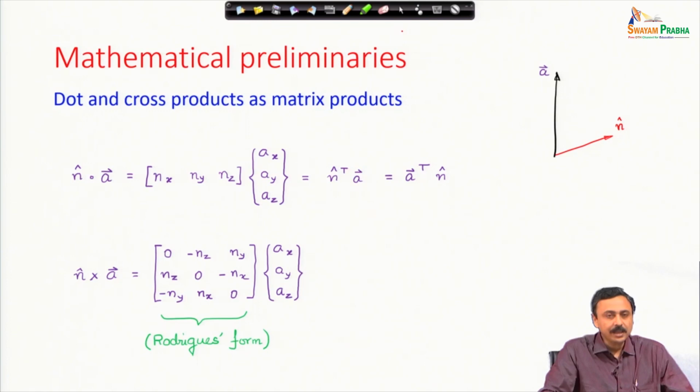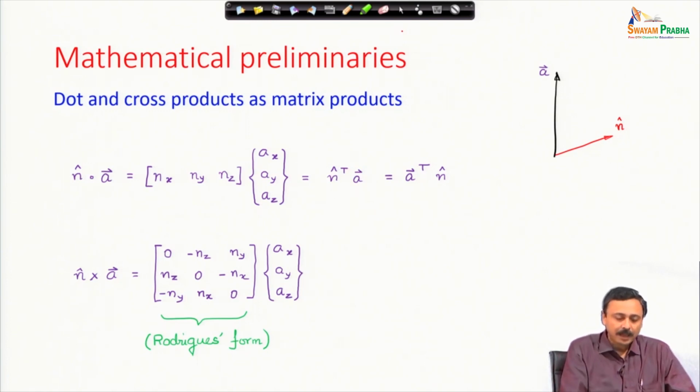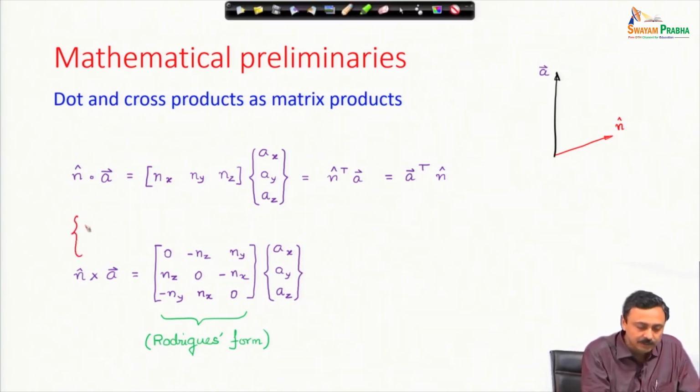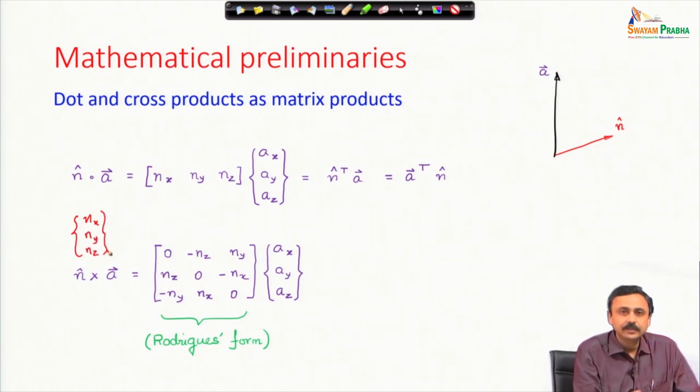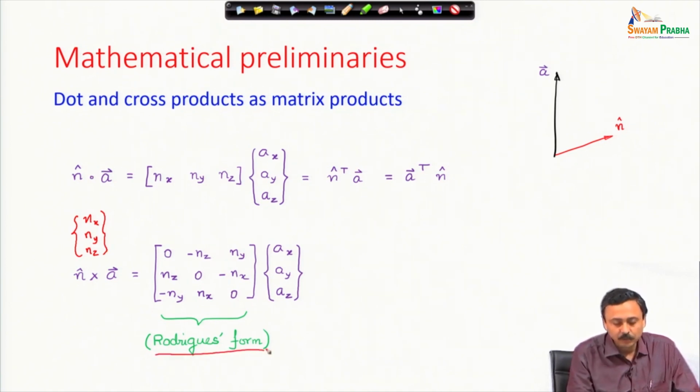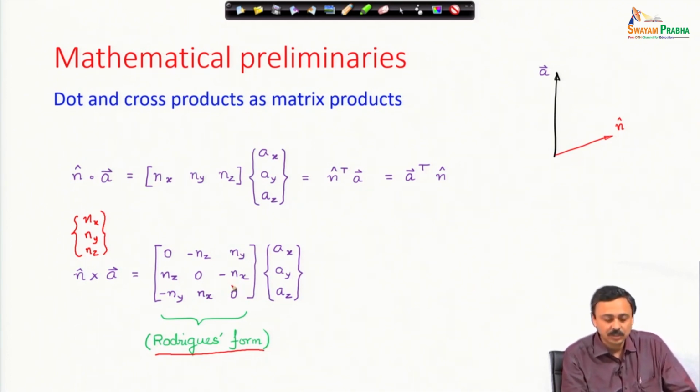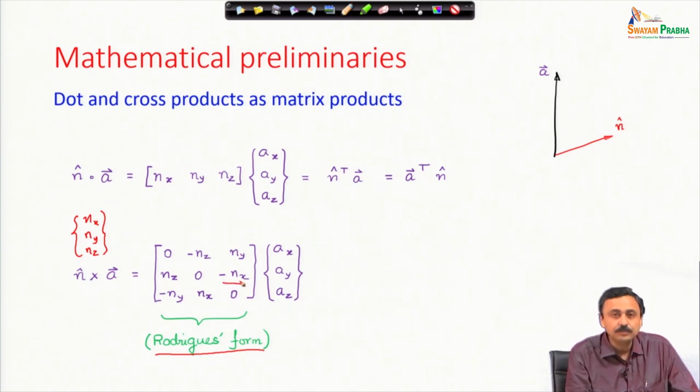How do I represent n cap cross A? I write the column vector n cap as n x, n y, n z, and any such vector can be written in what is known as the Rodrigues form. Note the special structure of the Rodrigues form: minus of the first element, second element, negative of the third element, and this is skew symmetric. This matrix is skew symmetric. Therefore, this is the first element, negative of the second element, the third element.